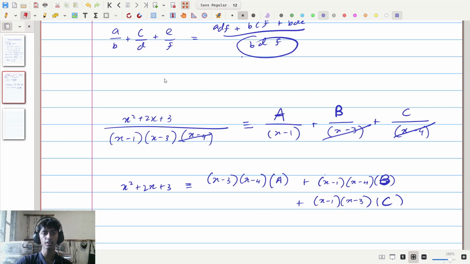Considering the bottom here, on the left hand side we had an order 3 polynomial because we had an order 1 polynomial of x minus 1 multiplied by an order 1 polynomial of x minus 3 multiplied by an order 1 polynomial of x minus 4, and 1 plus 1 plus 1 would be equal to 3, meaning that on the left hand side we have order 3, and above on the numerator of the left hand side we have an order 2 polynomial.